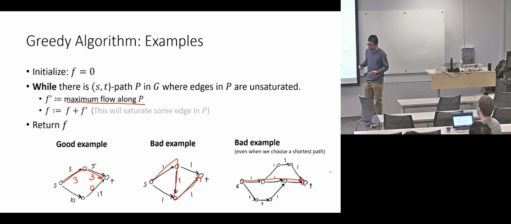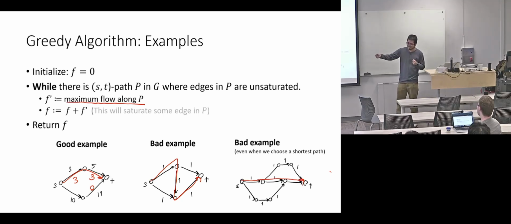So the point that I want to make is that trying to choose a path such that it will not block anything in the future is kind of hard to come up with. So that motivates us to try to allow ourselves to cancel what we have done from the past.